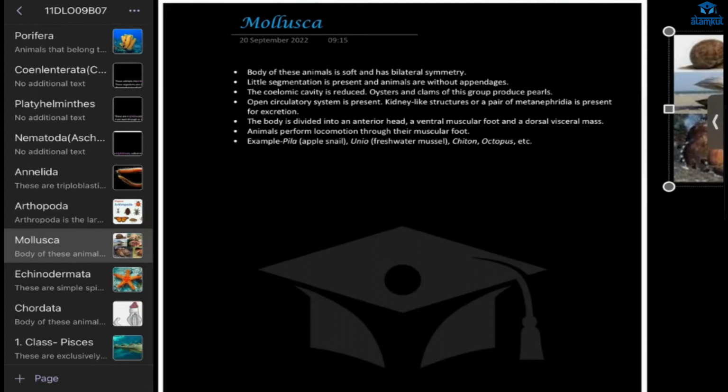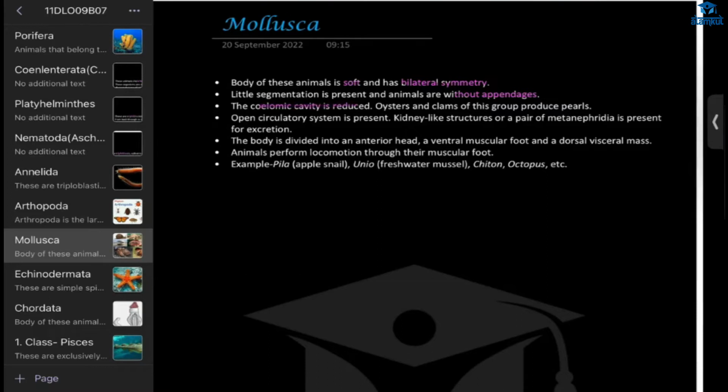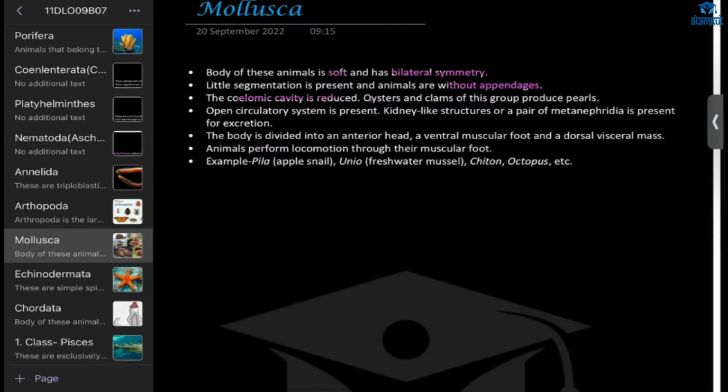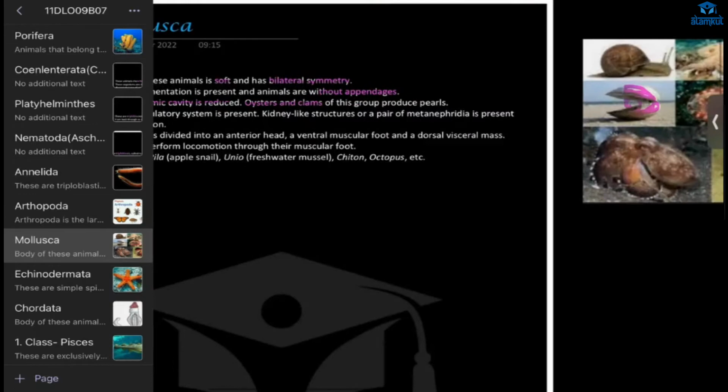Next, we have Mollusca. Their body, right, is soft, and they are bilaterally symmetrical. Okay, and only little segmentation is present. And they are without appendages. They don't have appendages. And the coelom cavity here is reduced. They have only some cavity. These oysters, clams, have you seen this thing? This is a clam. What do they produce? They have pearls, okay? It is very valuable. Because of that only these two are getting endangered.